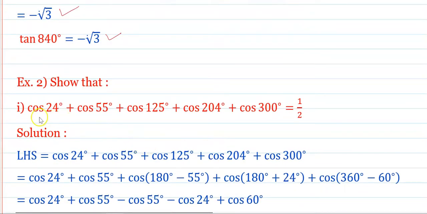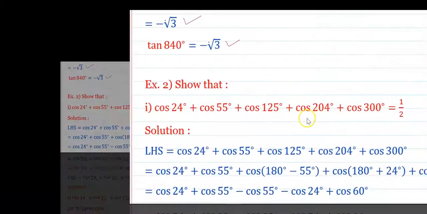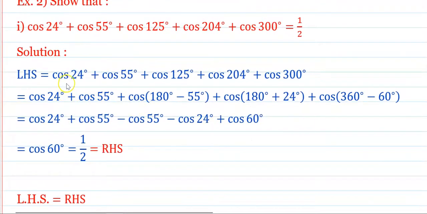Next, cos of 24 plus cos of 55 plus cos of 125 plus cos of 204 plus cos of 300 is equal to 1 upon 2. Now see this first. Cos of 24, keep it as it is. Cos of 55, keep it as it is. Cos of 125 can be written as cos of 180 minus 55. Okay. Cos of 204 can be written as cos of 180 plus 24. And cos of 300 can be written as cos of 360 minus 60.